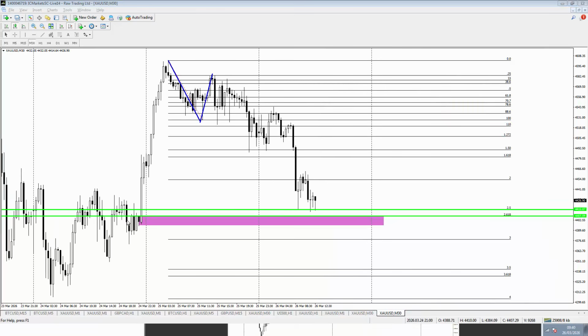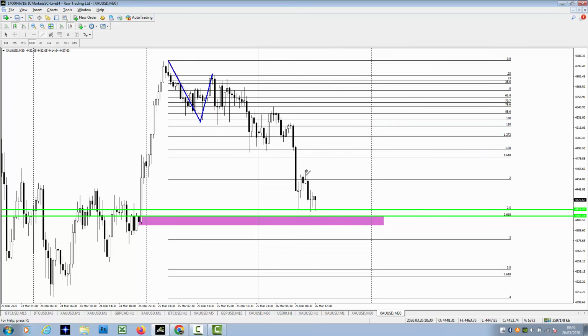What I've done here is mark the two levels that I am expecting a bounce from, and I mark the little black candle just there. So you can see these levels. Now you don't want to short here because the chances are you're not going to get very much money out of the trade. So these are the levels that I'd be looking to short from today.